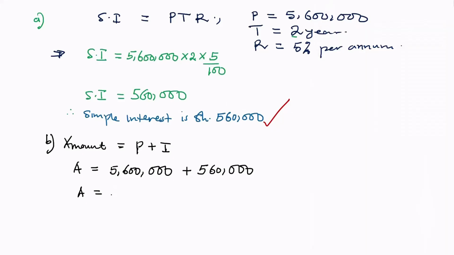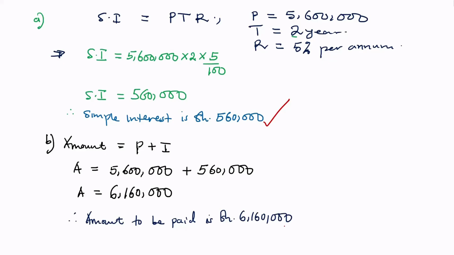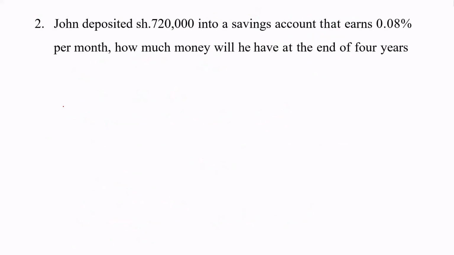It is 6,160,000. So we can go ahead and conclude that therefore the amount to be paid is shillings 6,160,000. This becomes our correct result for part B of our question number 1. We can proceed to number 2 of the example.